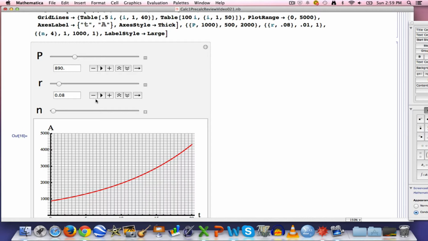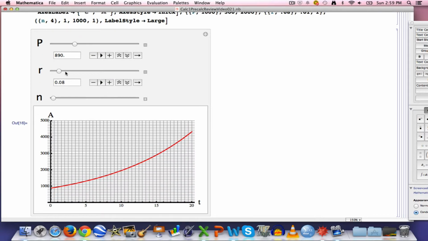R is the nominal annual interest rate. Hopefully you can guess that if I increase R, that's going to make the graph, in a sense, more concave up, more and more concave up as R gets bigger and bigger. And if R is small, then you hardly get much exponential growth at all, but it is still technically concave up. You can't really tell, though.